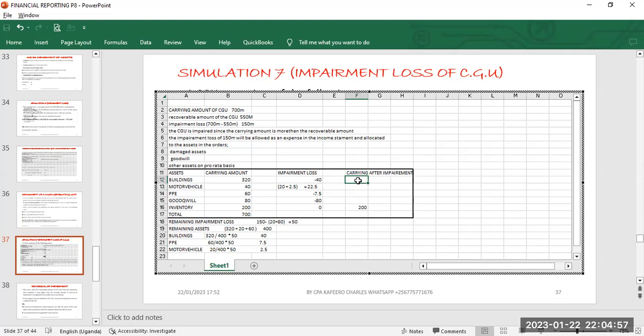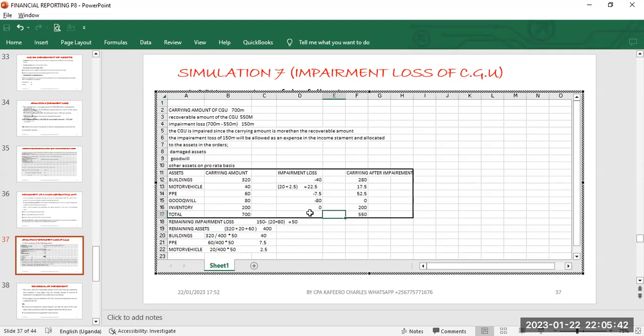When we less 320 minus the 40, we are getting 280 million. Then the 40 minus the 22.5, we are making the 17.5 million. Then when we go to 60 minus the 7.5, remain with 52.5. Then the last one, of course, the goodwill is 0. We are deducting 80 minus 80, that is 0. This will give us a total of 550, which is the recoverable amount which they gave us.